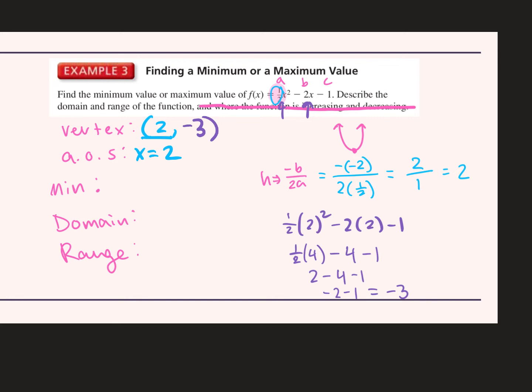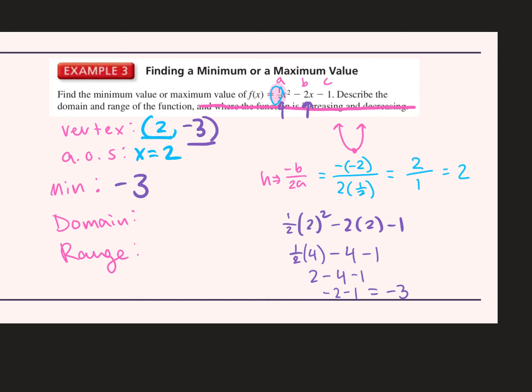So axis of symmetry is x is equal to 2. What's my minimum? Remember, minimum is the k. So -3. So the h gets repeated in the axis of symmetry, but the k gets repeated in the minimum.